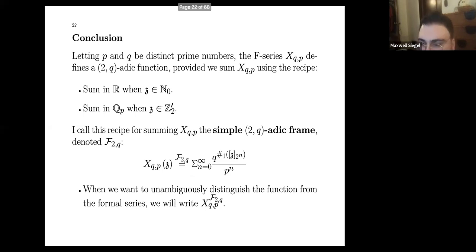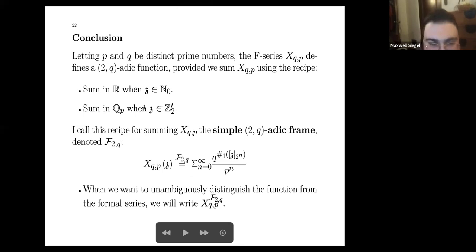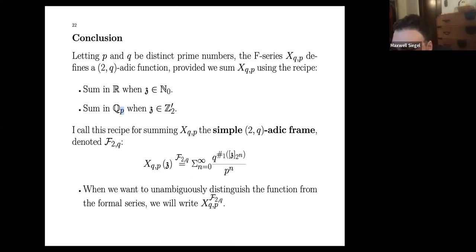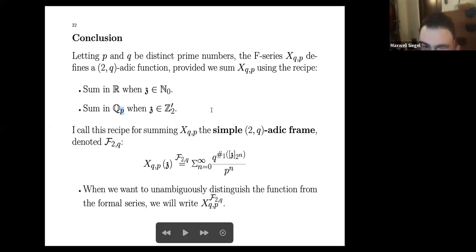The conclusion? From this, we see that the F-series X_{q,p} defines a 2,q-adic function provided we sum it in R when z is in N_0, and sum it in, this should be Q_q, not Q_p, and sum it in Q_q when z is in Z_2 prime. I call this recipe for summing X_{q,p} the simple 2,q-adic frame, and I write it like so to indicate we're using this. When we want to unambiguously distinguish the function from the formal power series, we will write this here.